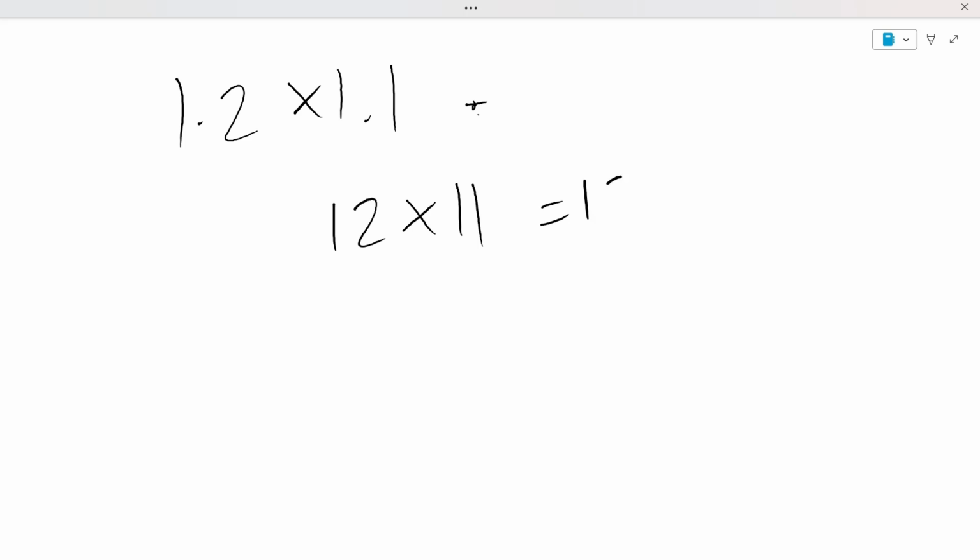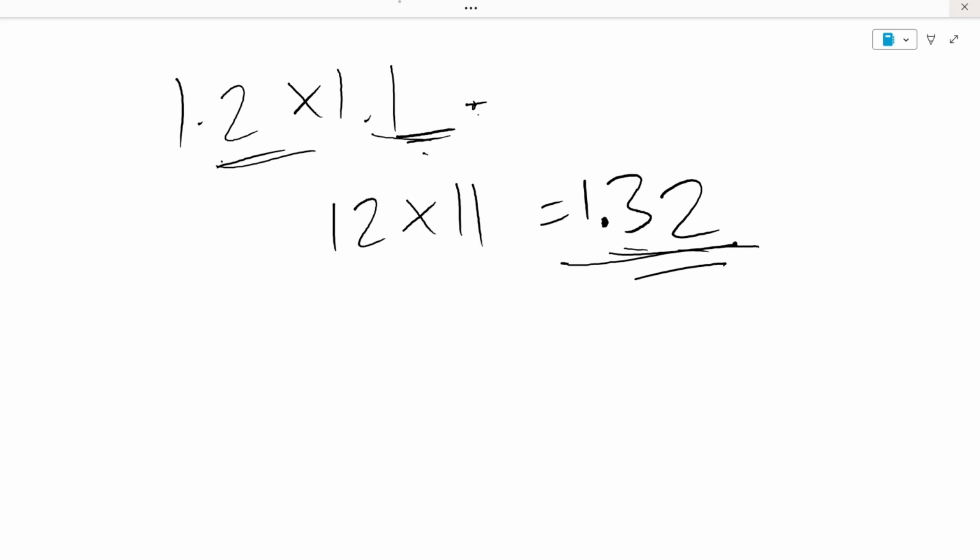I'll show you what I mean by that. If I have 1.2 times 1.1, that is equal to 12 times 11, which is 132, and I have 2 digits after the decimal points in the 2 numbers being multiplied. So 2 digits should be after the decimal point here, the 3 and the 2, so I put it here. 2 digits after the decimal point, the answer is 1.32. And that works for anything.